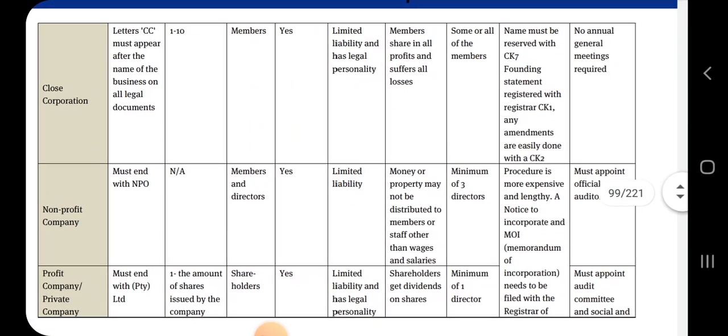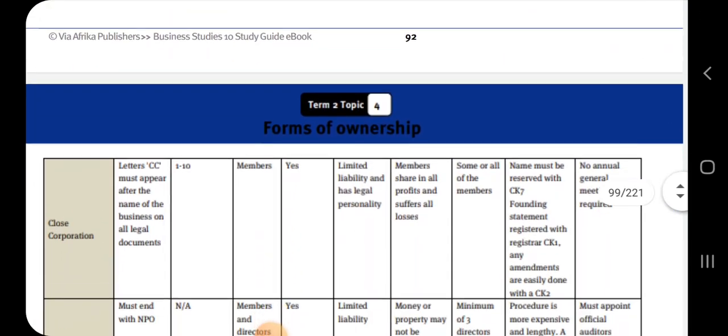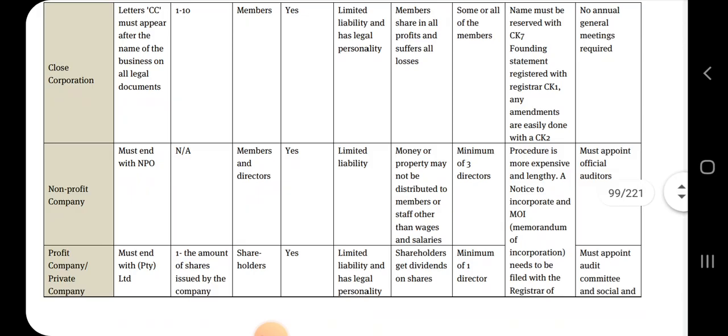And then we're going to look at close corporation. Close corporation, the letters CC must appear after the name. So if it's maybe DBS, it must be DBS CC, okay, to show that it is a close corporation. So the members in a close corporation is 1 to 10. So one person can start a close corporation up to 10 people, and then the owners are called members. Okay, and there's continuity of existence in a close corporation. So even if the owner dies, somebody can take over the business in the name that it was registered in.